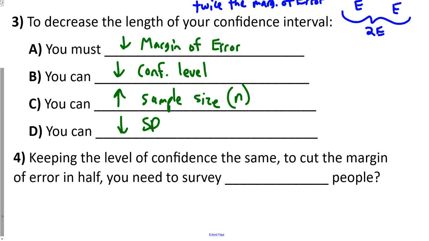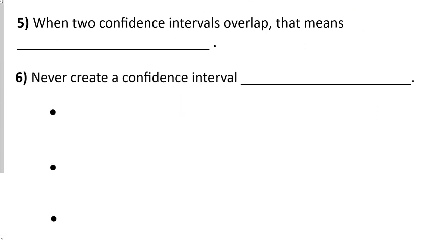So number 4 here, this is just back to what we talked about before a little bit more. Keeping the level of confidence the same, to cut the margin of error in half, we said we had to survey 4 times the number of people, 4n. If you wanted to do 1/3, it ended up being 9n. So it's that relationship there between the n and the margin of error.